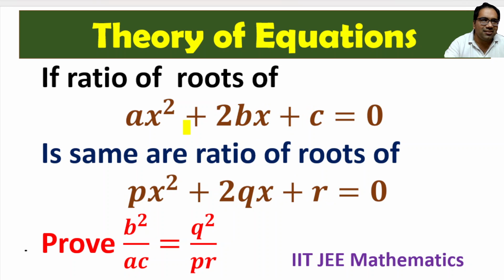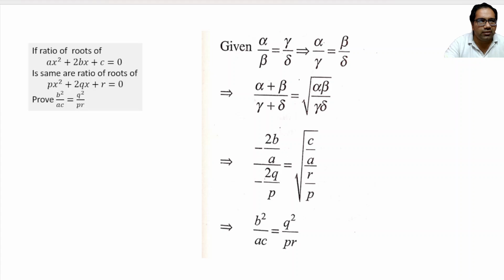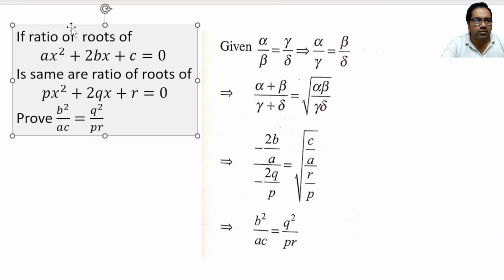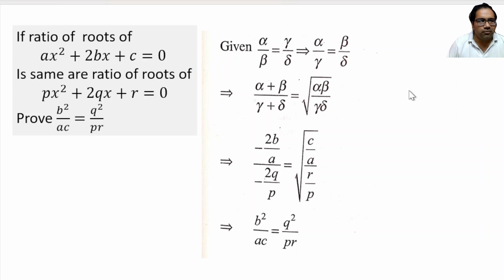So let us assume that alpha, beta are roots of the first equation and gamma, delta are roots of the second equation. So what are we given? We are given alpha by beta is equal to gamma by delta. Let's see.